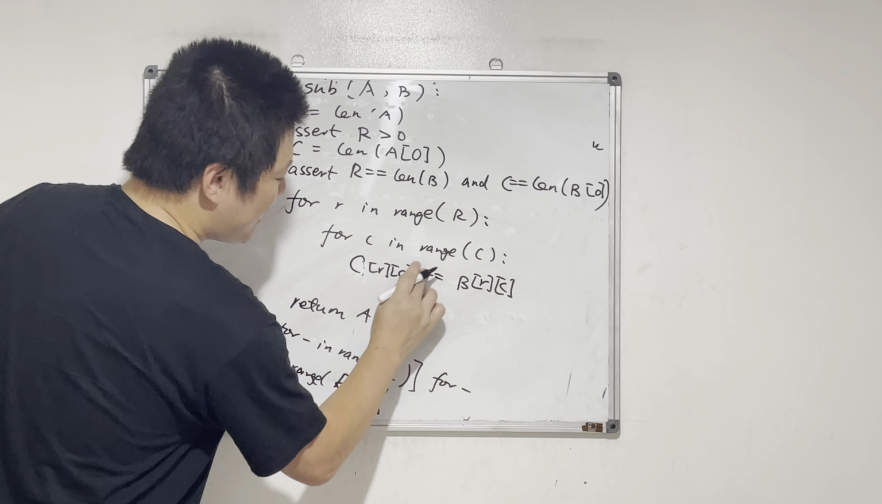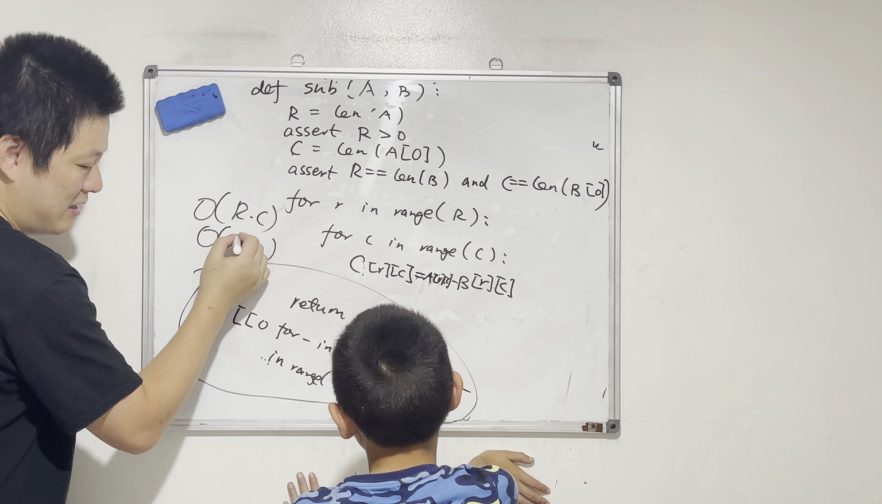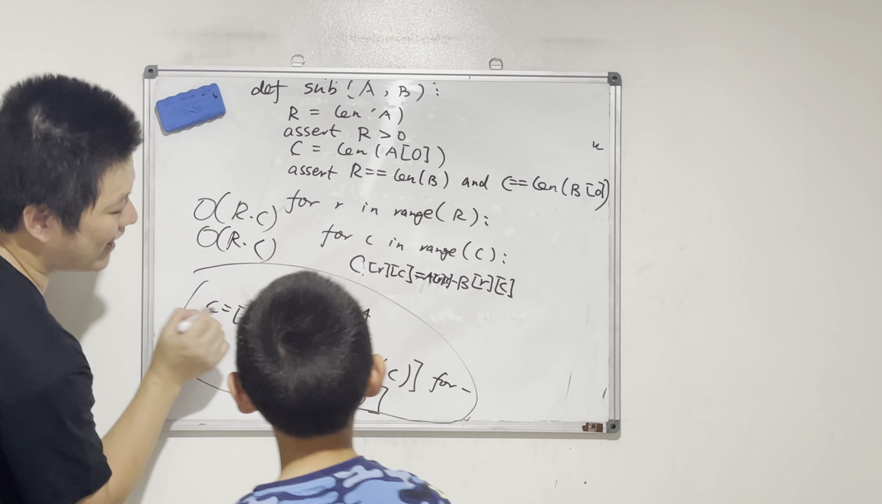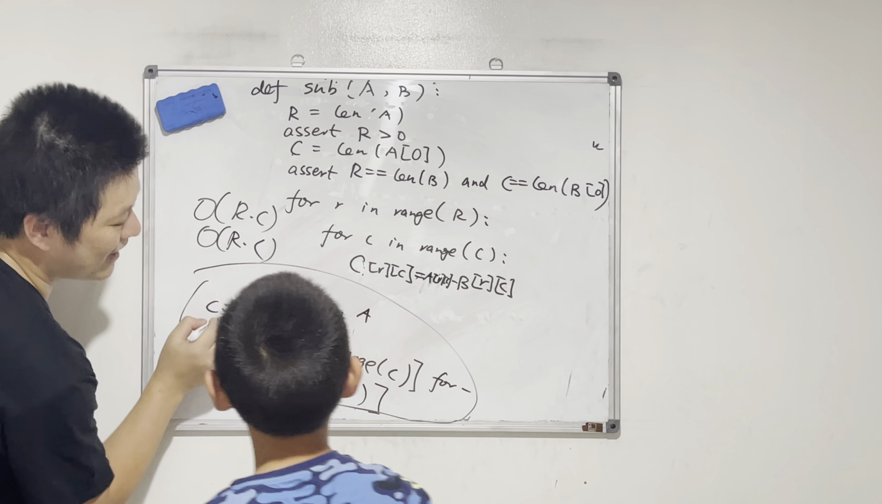Got it? And if you implement this, what's the time complexity? What's the space complexity? Yeah, we are allocating this space. Okay, got it? It's not hard. So this is matrix add and subtract.